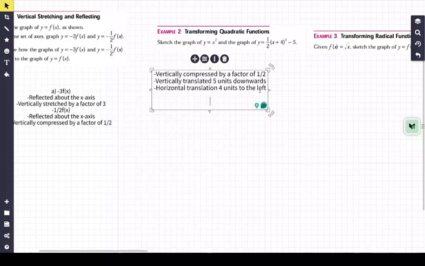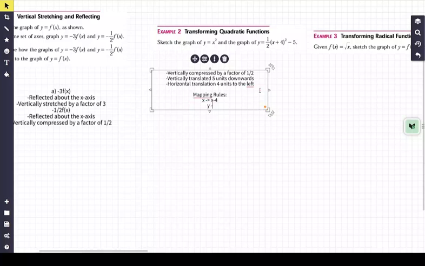And again, I also want you to give me the mapping rules. So what are you doing to x? In this case, x becomes x minus 4, so we're moving 4 units to the left. That's pretty simple, no questions. And now we have to do the y transformations. What do we do to y? We look at it and see we have two things we're doing to y. So y becomes 1/2 y minus 5. This is our mapping rule.